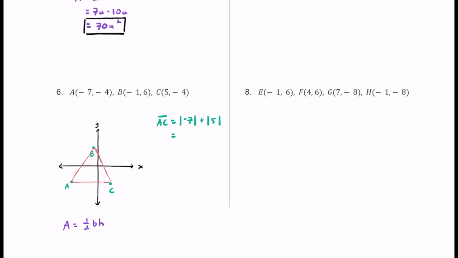And the absolute value of -7 is 7. Absolute value of 5 is 5. 7 plus 5, that's going to be 12. So that's going to be 12 units. Let's go ahead and write that here. That's the base. Let's go ahead and label that as B.